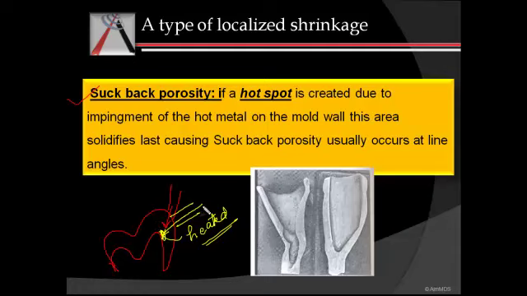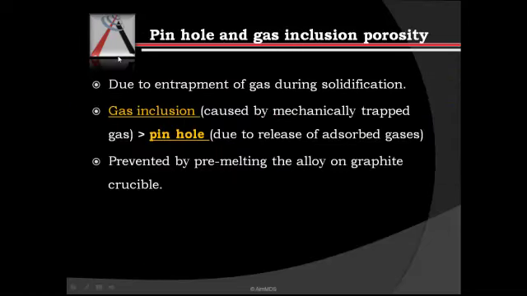Now one is the impingement of the hot metal here on the mold wall. Secondly, if we have sharp line angles or something, those particular line angles are the areas wherein the hot spots are very commonly created. So this is the suckback porosity, which is a type of localized shrinkage porosity.